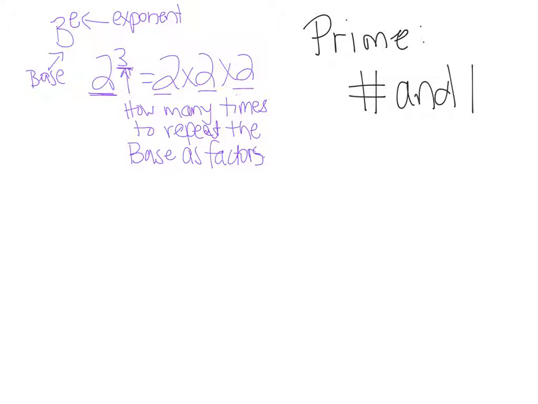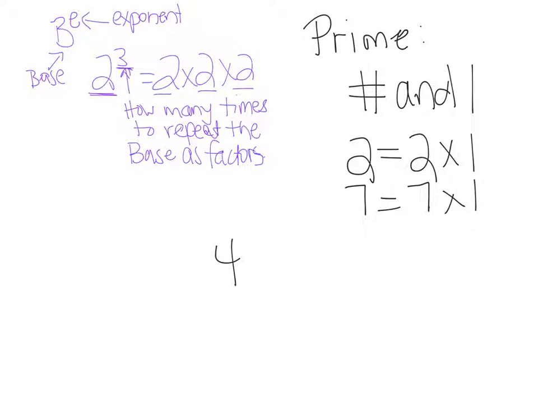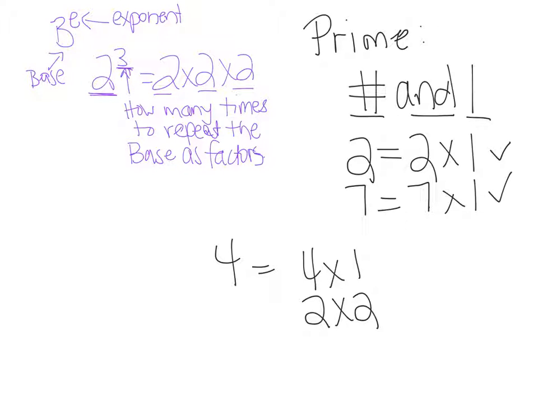So for example, to get to 2, the only way I can get to 2 by multiplying is 2 times 1. To get to 7, the only way I can get to 7 by multiplying is 7 times 1. Now, if I have a number like 4, I can get to 4 by multiplying 4 times 1, but I can also multiply 2 times 2. And that's no longer prime, because prime is the number and 1, only one factor set, like I have here and here. This has more than 1, that makes it composite.